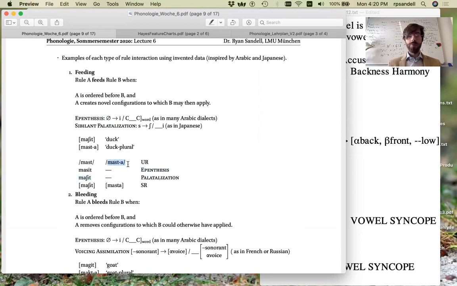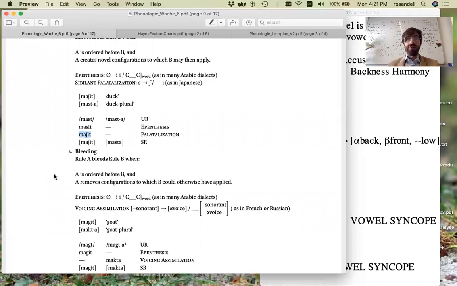In the suffixed form, masta, since a vowel is now at the right edge of the word, epenthesis doesn't apply, and then there is no vowel E following the S, which would create the conditions for palatalization. So in those forms, the ordering of epenthesis before palatalization created the conditions for palatalization, creating the form mashit.